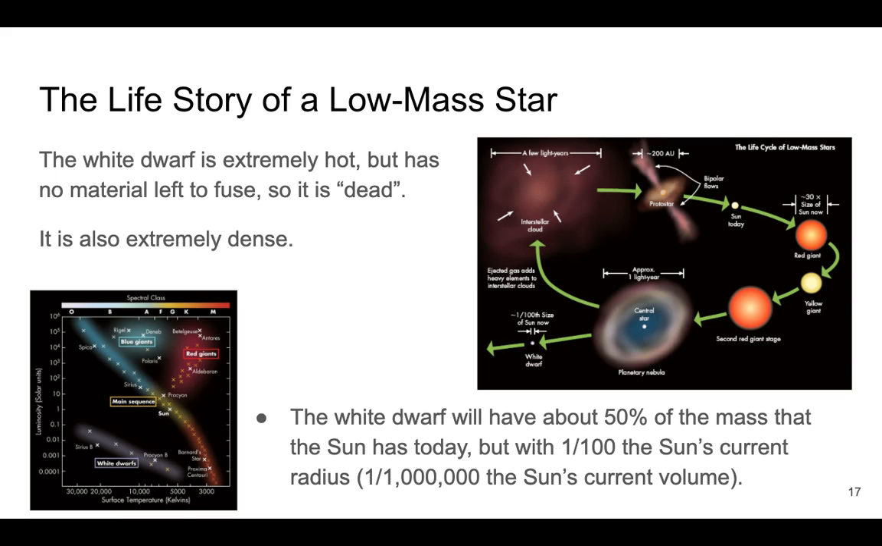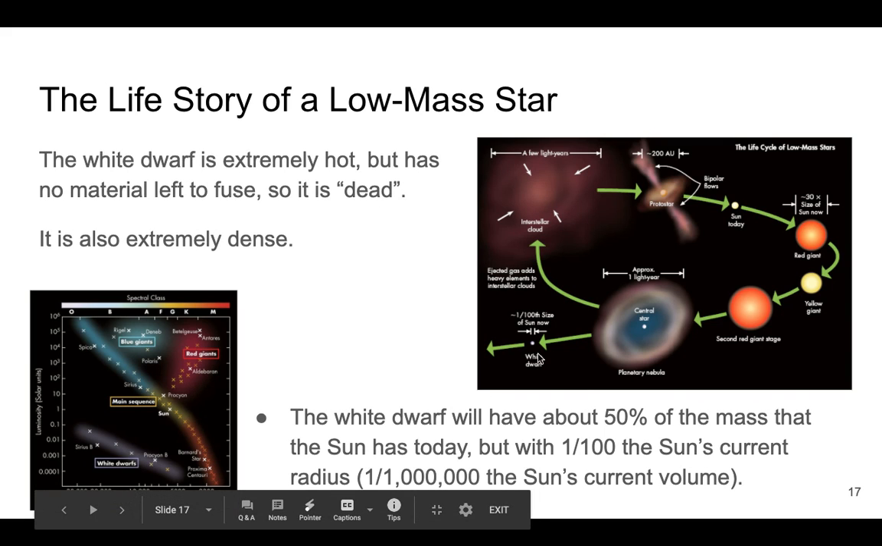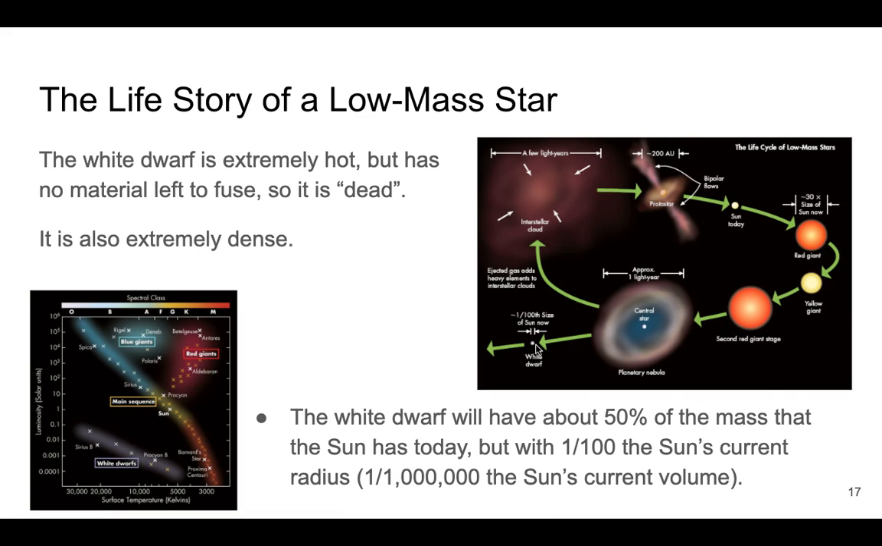So now we have just the dead core of the sun. This is only about 1/100th the size that the sun is now. So this dead core is about the size that the Earth is. It's only 1/100th the sun's radius, which means it's only 1/1 millionth of the sun's current volume. However, it still has about half of the sun's current mass. So it's way smaller in terms of radius and way, way, way smaller in terms of volume, but in terms of mass, it's only about half as small.